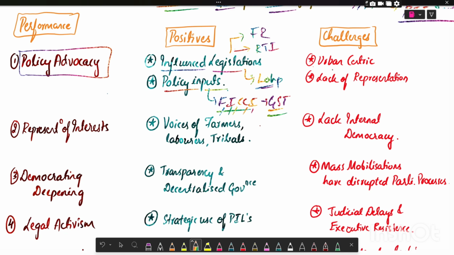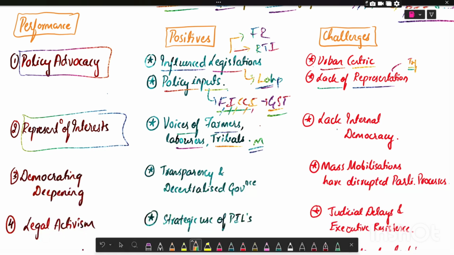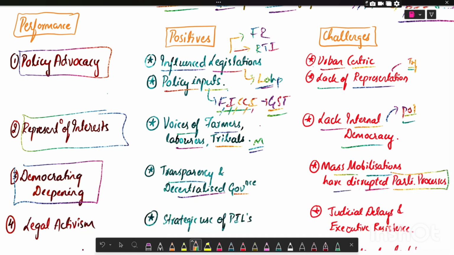The challenge in policy advocacy is that they are often urban centric and lack representation for unorganized and informal sectors. Next, they represent the interests of various sections. They are voices for farmers, laborers, tribals and other marginalized communities. The challenge is lack of internal democracy; they act as political proxies. The next one is democratic deepening. They ensure transparency and decentralized governance. The challenge is that mass mobilization has disrupted the political processes.